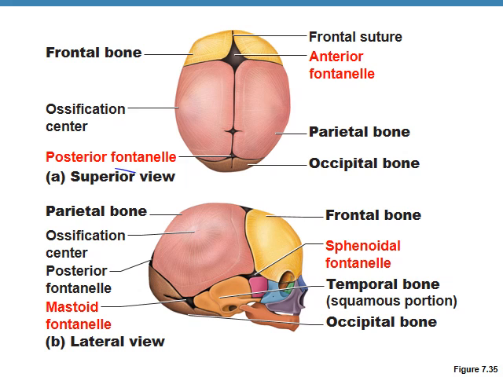I want to focus on these fontanelles. This is the last couple of things we need to discuss with the chapter. This is the anterior fontanelle. There is a posterior fontanelle. There's a mastoid. Remember, there's a mastoid of your temporal bone. And then there's a sphenoid near the sphenoid bone.